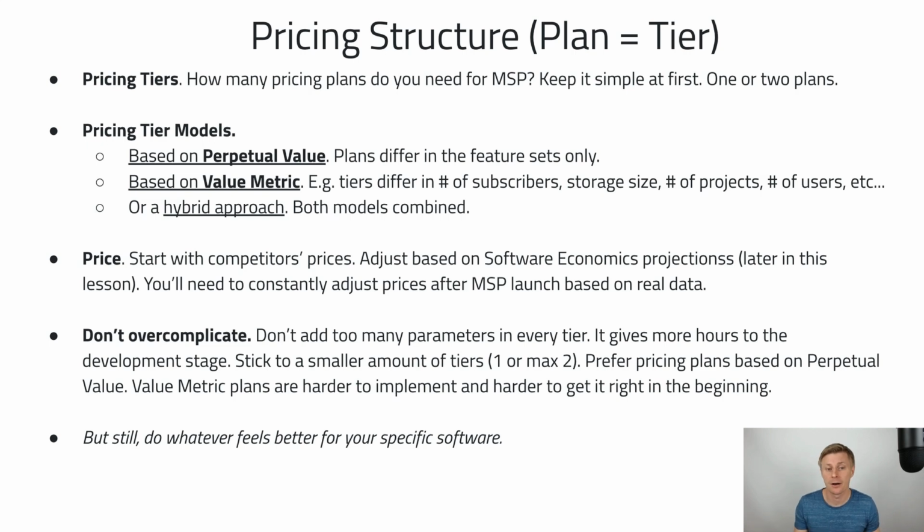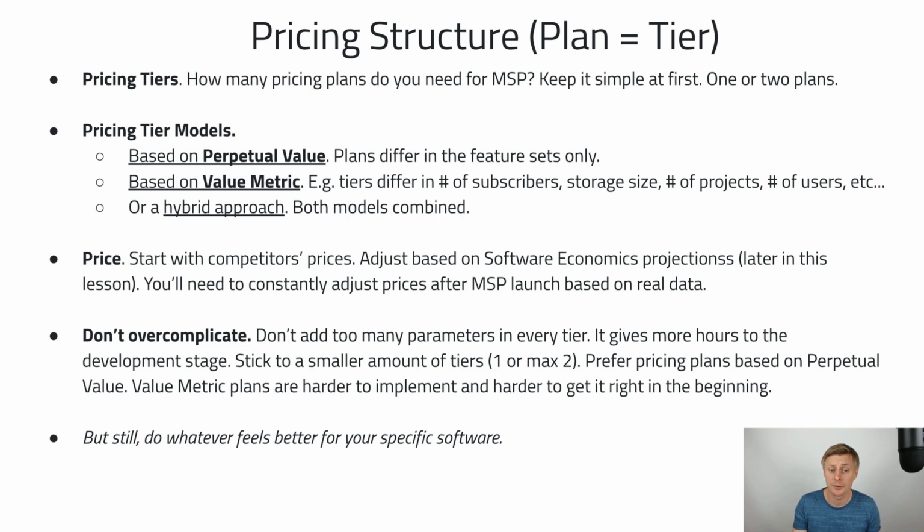The first way we call perpetual value. Here our pricing plans differ by feature sets only. For instance, imagine that all MailChimp plans allow you to have an unlimited amount of mail subscribers. And more expensive plans give you some extra features included, but the number of subscribers is infinite in every tier. This is a pricing tier model based on perpetual value.